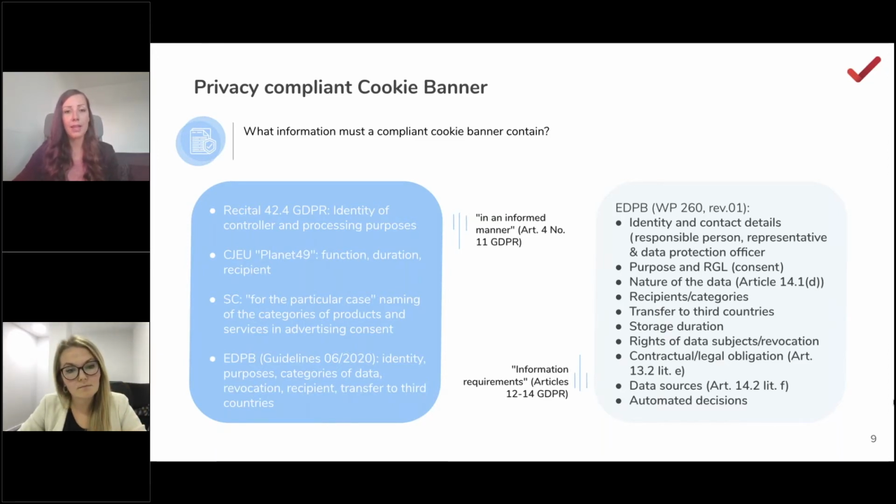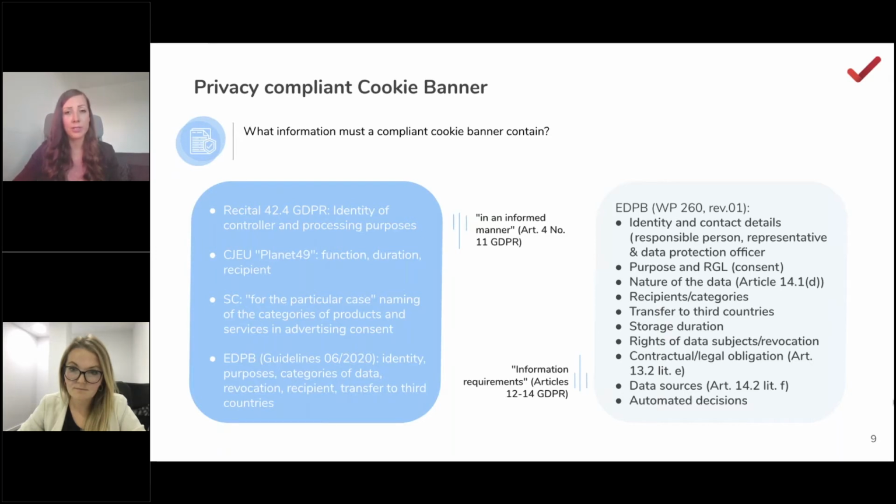And then, last but not least, we have the European Data Protection Board guidelines, which are from June 2020, so they are also very recent. They state that the information in the cookie banner has to contain the identity again, then the purpose, the category of data, the revocation, the recipients, and the transfer to third countries. I think this sums it up best. It includes a bit of everything, but it also shows the complexity of what you need to name.